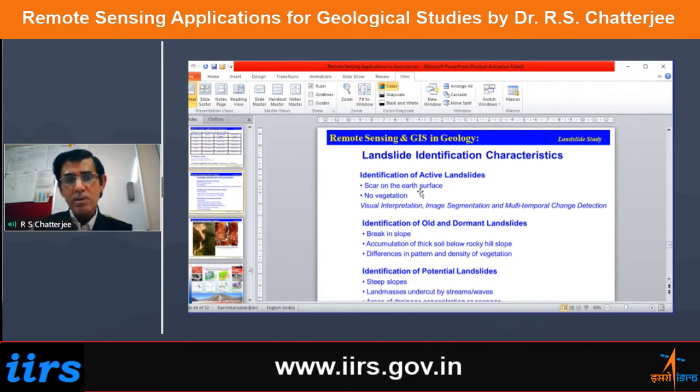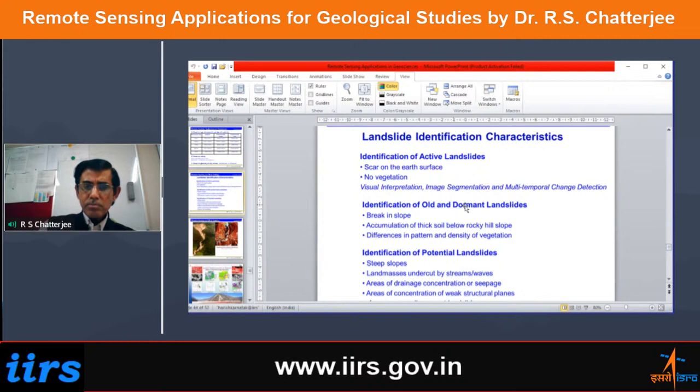How? From the scar on the Earth's surface, where there is no vegetation, you can identify the active landslides. You can do it by simple visual interpretation, or some advanced digital image processing techniques like image segmentation or multi-temporal change detection. If you have one image before the landslide and another image after the landslide, you study how the gray level of the pixel has changed, isn't it? By that, you can also identify the scar very nicely. So active landslides can be identified based on those techniques.